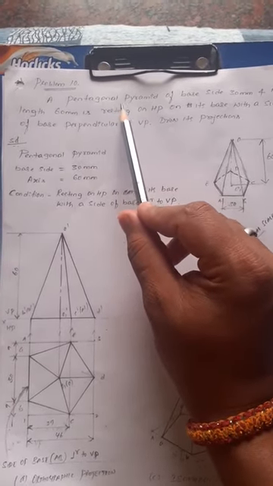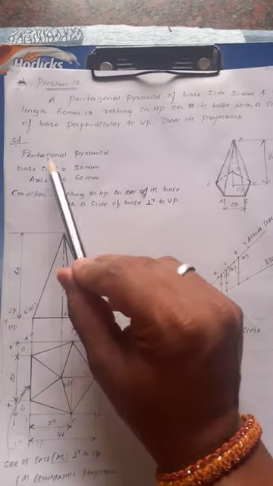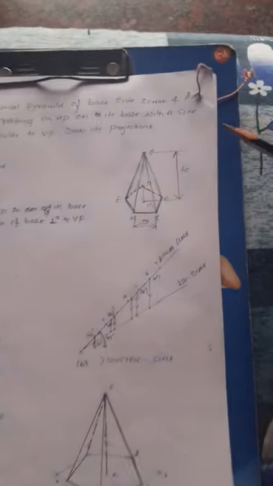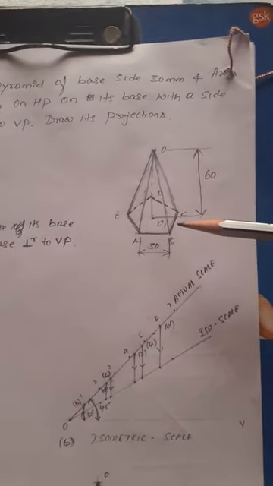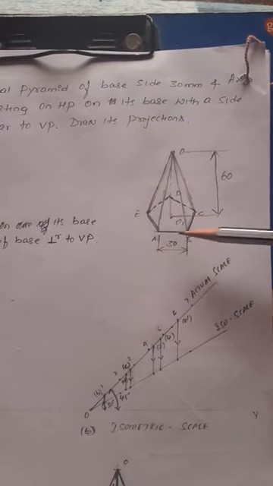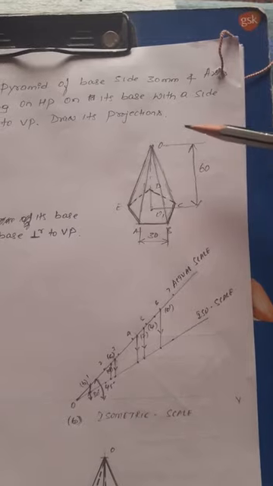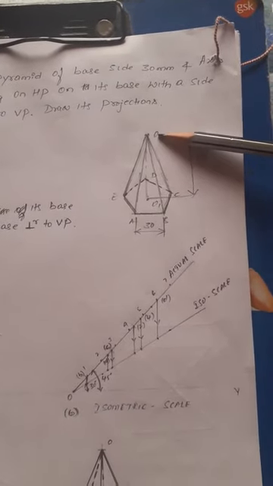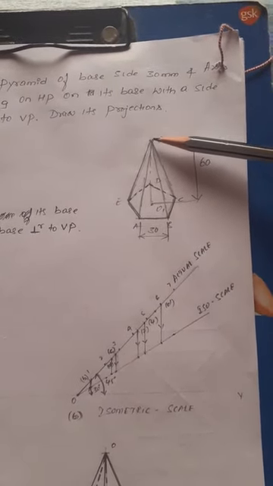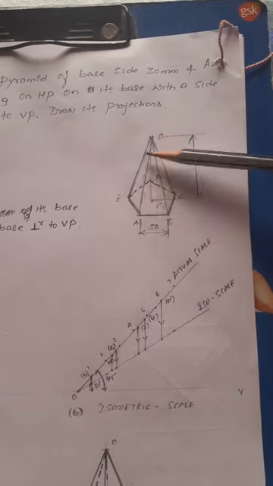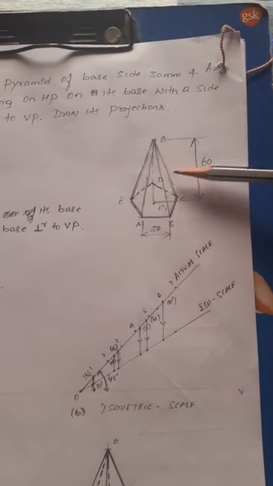It's a pentagonal pyramid. Write the given: it is a pentagonal pyramid. As you know, a pentagonal pyramid has only a base. What is the base shape? It is a pentagonal shape, and it has an apex. Join from the apex to the corners of the base, and you will get triangular faces.